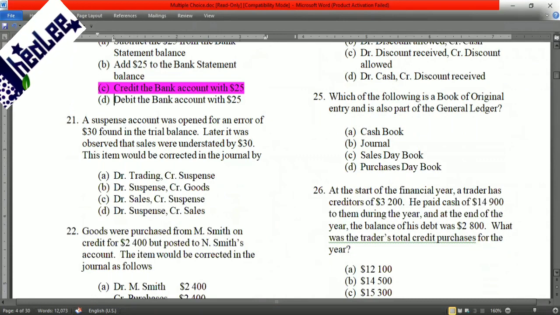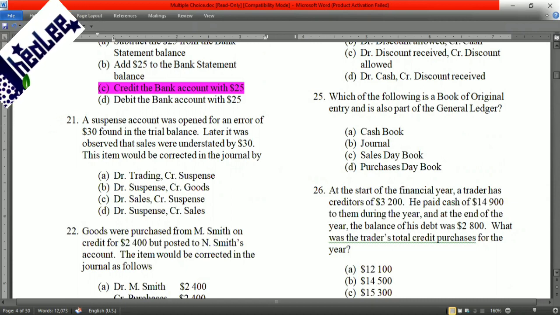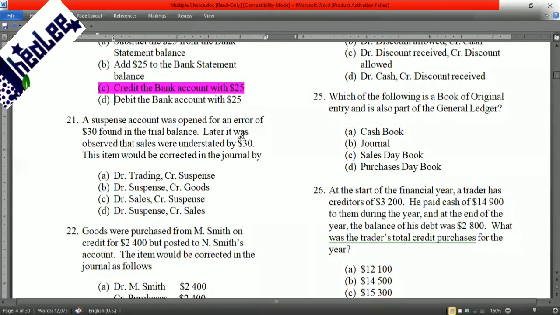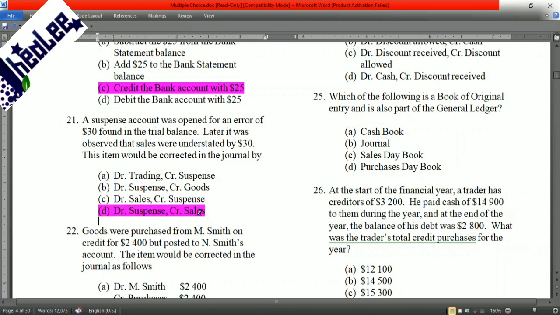A suspense account was opened for an error of $30 found in the trial balance. Later, it was observed that sales were understated by $30, meaning you have entered less than the amount. This item would be corrected in the journal by, so we're looking at how you will correct this understated value in the sales account. And this would be to debit your suspense and credit sales. Because it was understated, you're going to put that value that is short on the original side of the account in order to increase it.